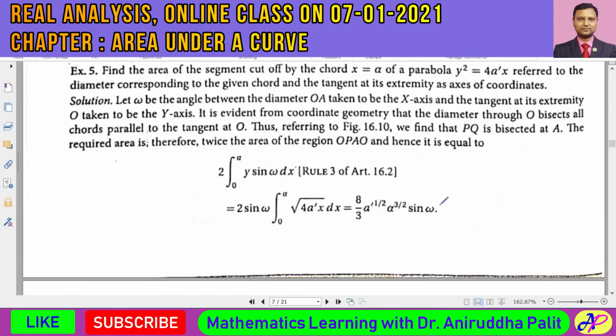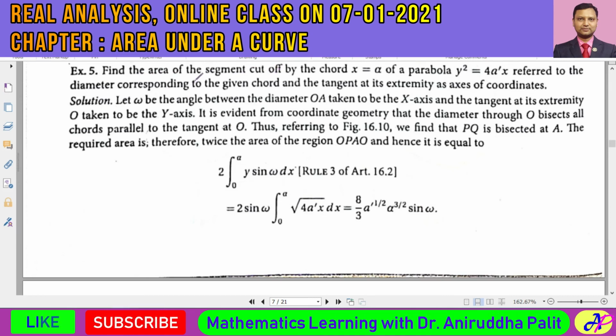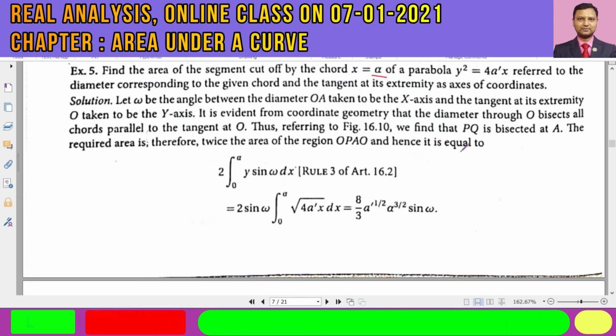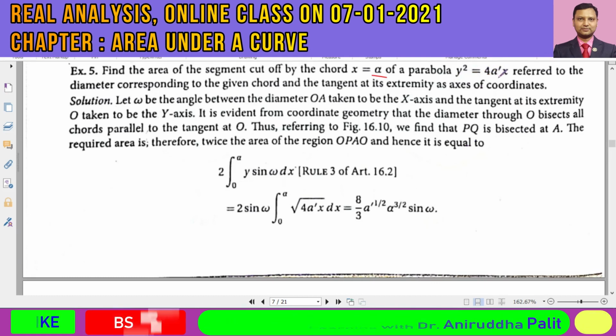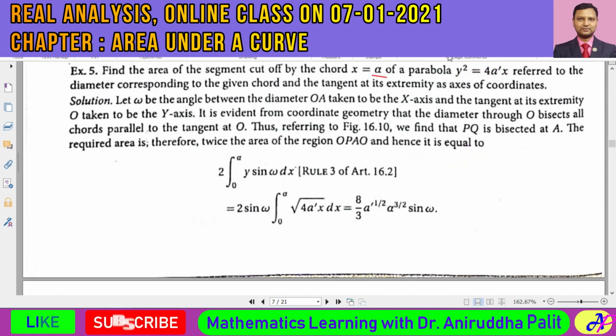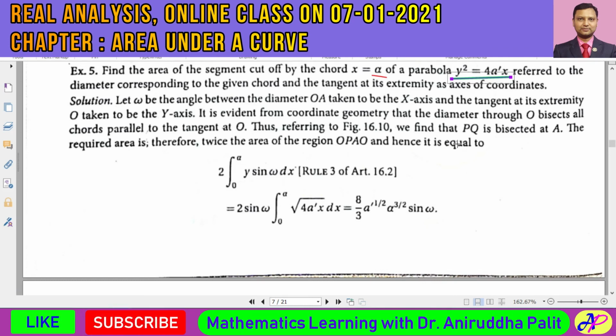The question says: find the area of the segment cut off by the chord x is equal to alpha, over here alpha has been given, of the parabola y square is equal to 4ax. Got it?